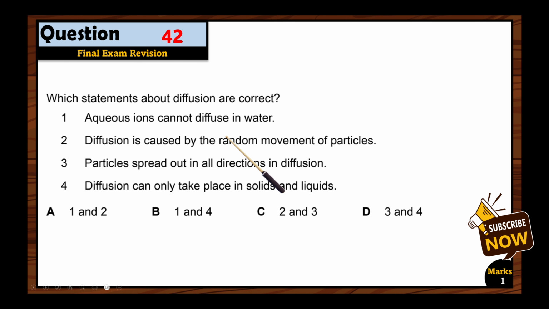Aqueous ion cannot diffuse in water. That's wrong. Whenever ionic compounds are dissolved in water, they produce ions. So they are diffusing actually in the water. So that option is wrong.